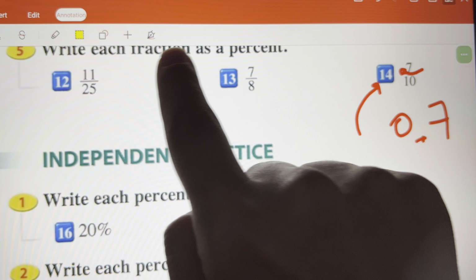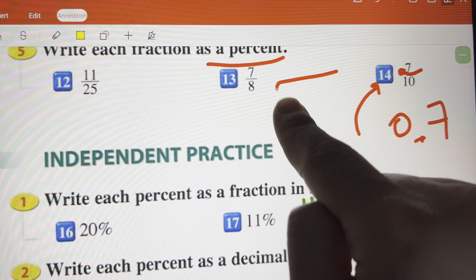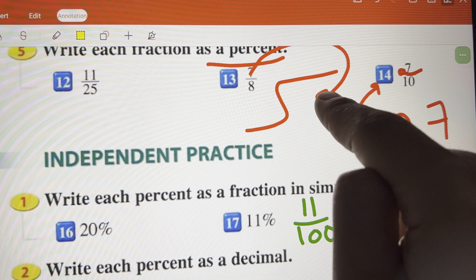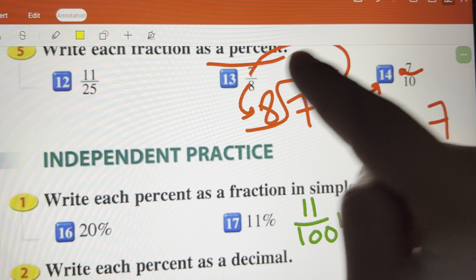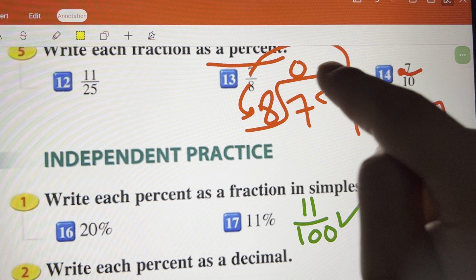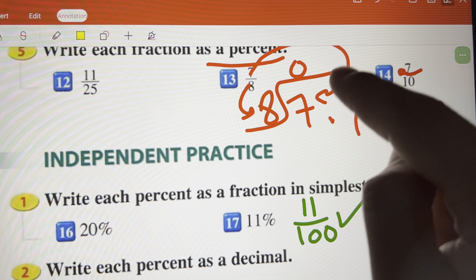So write each fraction as percent. You got a fraction, always the numerator will go inside, denominator will stay outside. So 7 inside, 8 outside, and then we will put 0. Then point and point, okay?